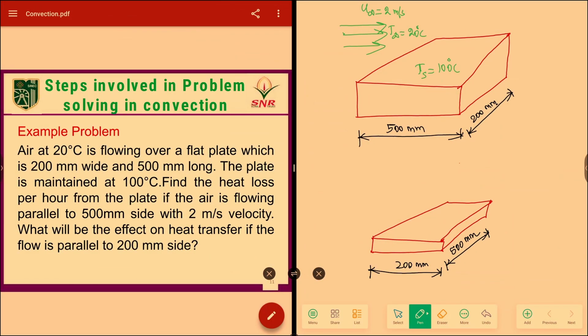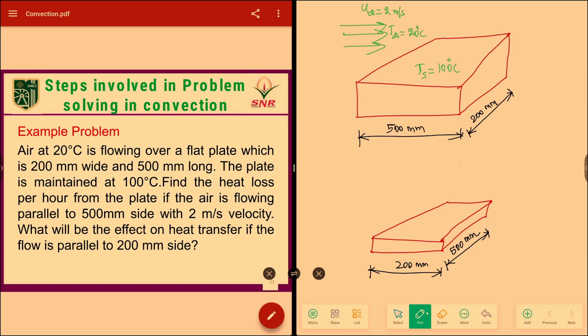So now I have taken an example of how to solve a numerical problem in convective heat transfer. The problem I have taken is: air at a temperature of 20 degrees Celsius is flowing over a flat plate which is 200 mm wide and 500 mm long. You can see the length of the plate is 500 mm and the width of the plate is 200 mm. The air, which is the fluid flowing, is at a temperature of 20 degrees Celsius. The velocity with which it is flowing is 2 meters per second. For this condition, we have been asked to find the heat transfer from the plate. That is the first case.